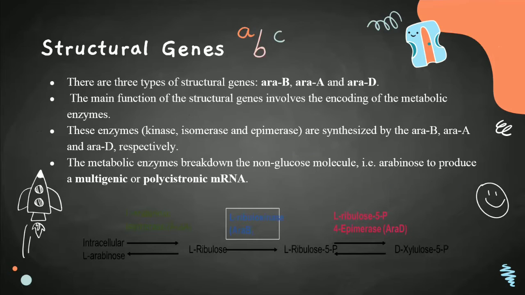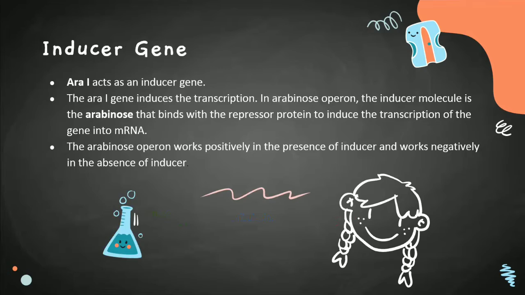Now the structural genes of Arabinose operon. There are 3 types of structural genes in Arabinose operon: araB, araA, and araD. Their main function is to produce metabolic enzymes. araB produces kinase, araA produces isomerase, and araD produces epimerase. All these enzymes help by breaking down the non-glucose molecule, that is arabinose, and a polycistronic mRNA is produced.